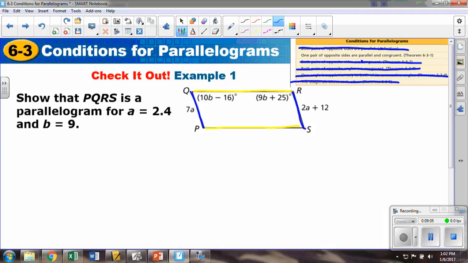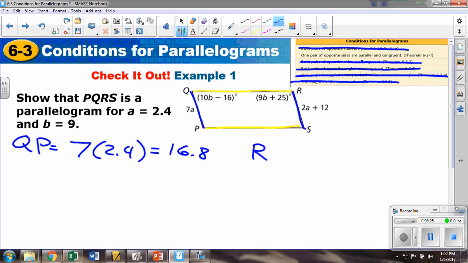Okay, so let's start off. QP, which is 7 times A, 7 times 2.4, 14 plus 2.8 gives us 16.8. On the opposite side, RS, 2 times A plus 12. 2 times 2.4 would give us 4.8. 4.8 plus 12, 16.8. Okay, so we've got them congruent. One pair of congruent sides.